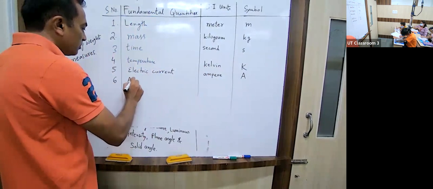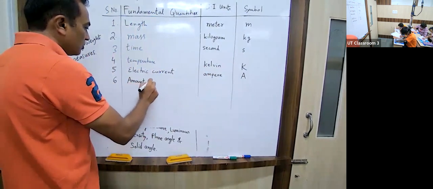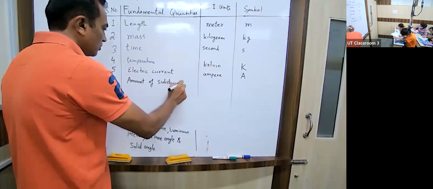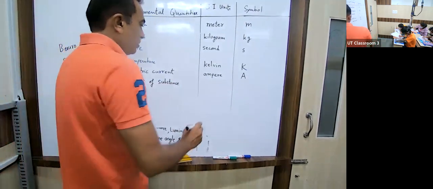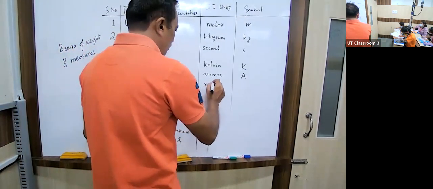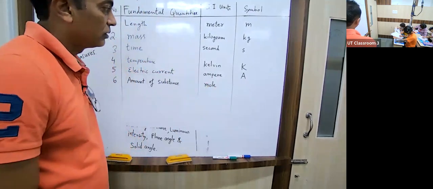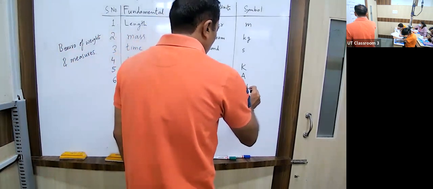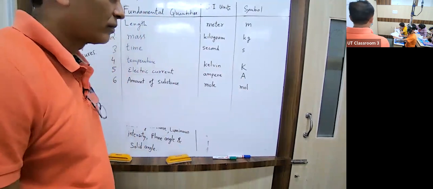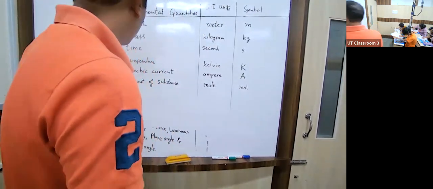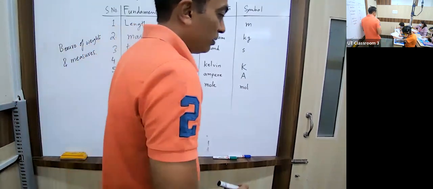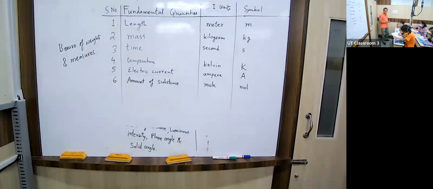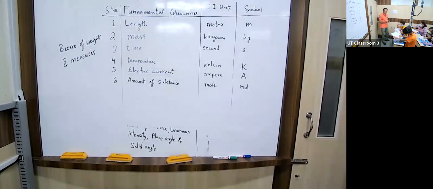Sixth, amount of substance. Its SI unit is mole, and its symbol is mol. Any idea what a mole is? Heard about it before? Is this the first time hearing about it? So write it down.